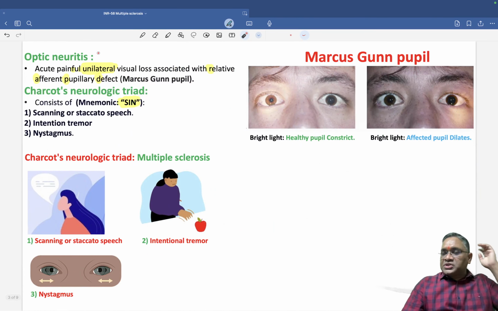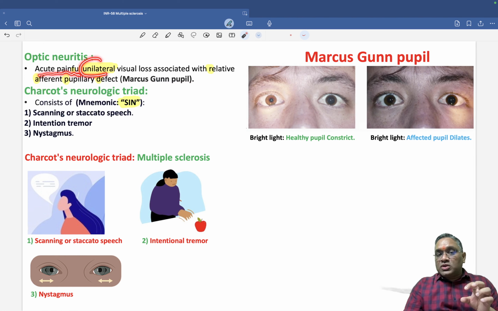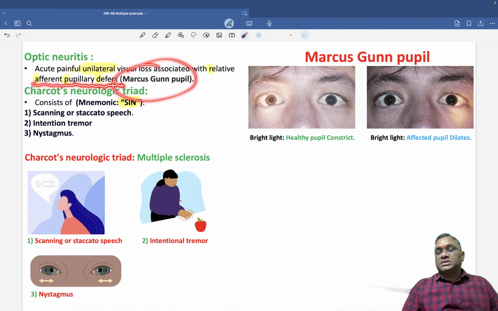In other features of multiple sclerosis, you are going to see optic neuritis. So what is optic neuritis? They will have acute painful visual loss, and that will be unilateral. That is very important. Acute painful unilateral visual loss, associated with a relative afferent pupillary defect, which is also called Marcus Gunn pupil.